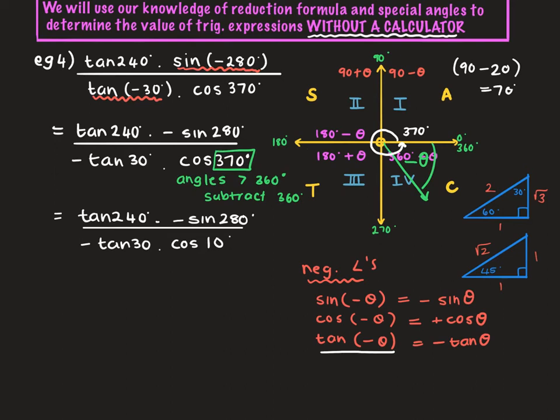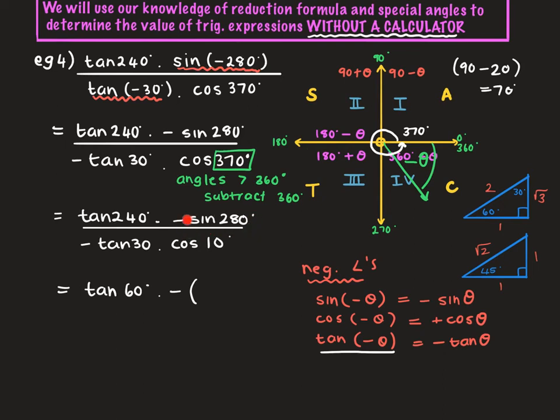So let's go through this. 240 degrees lies in quadrant 3, where tan is positive. So I know this will be positive tan, and then I say it's the 180 plus theta quadrant. So 180 plus 60 would take me to 240 degrees, times negative. So that negative is there from working with the negative angle, which we know since we're in quadrant 4, sine will come out as a negative.